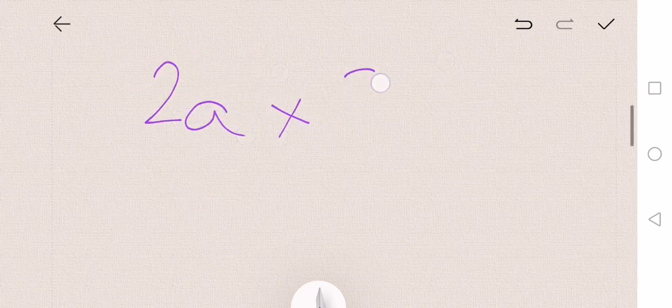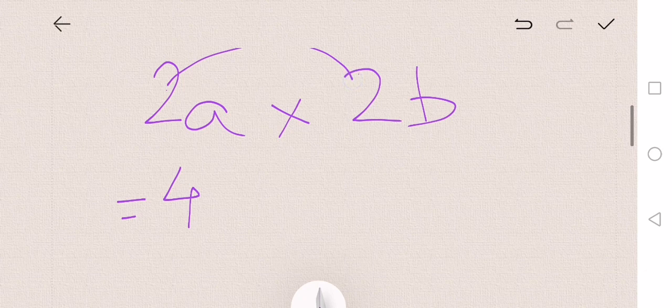Got it? Very simple. If someone says 2a times 2b, the answer will be 2 times 2 is 4. Then simply a and b. You need to write them together. So that means 4ab.